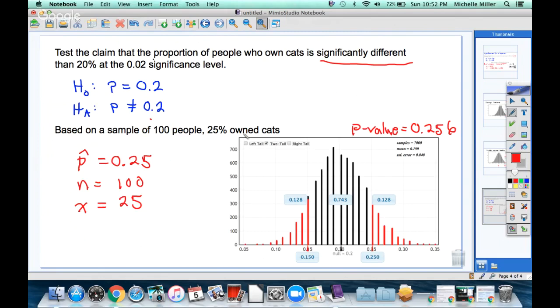I did some sampling and I found that 25% of a group of 100 people own cats. So my p-hat, my sample proportion, is 25%. N is 100 people, which means 25 of them had cats. I ran that through StatKey again. Here, this is a two-tail test. In a two-tail test, this number and this number combined end up being your p-value. So if I add 12.8% to 12.8%, I get 25.6%.